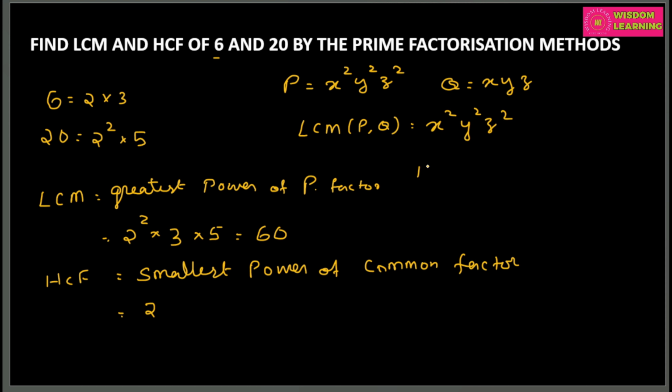Then the HCF of P and Q is the smallest power of the common factors. X, Y, Z are common, and the smallest power is X, Y and Z. Clear or not clear? Everything clear? We can discuss the next exercise problem.